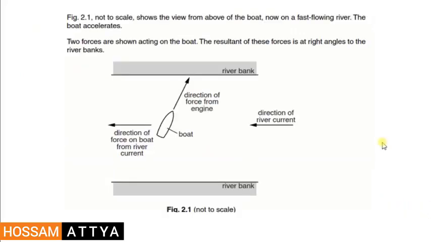Figure 2.1, not to scale, shows the view from above of the boat on the fast flowing river. The boat accelerates. Two forces are shown acting on the boat. The resultant of these forces is at right angles to the river banks. So this is the direction of the force on the boat from the river current. This is the direction of force from the engine, and the resultant is perpendicular to the river bank, which means this is the direction of the resultant.